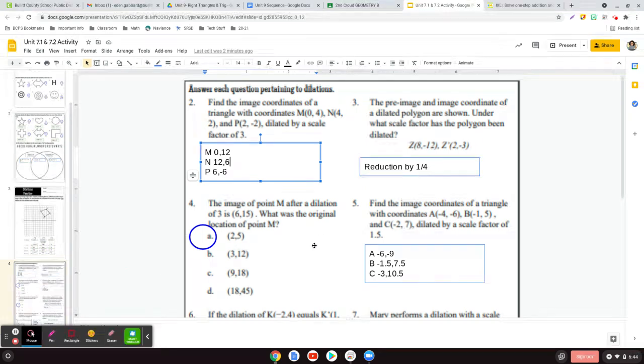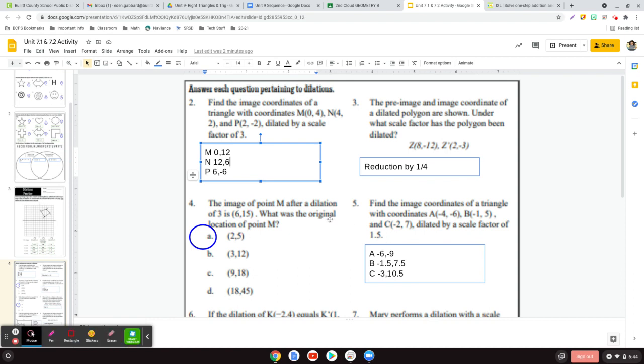The image of point M after a dilation of 3 is 6 comma 15. So what's the original location of the point? Well, if we had an original point, we know that if our scale factor is 3, we're going to multiply that number by 3 to get this new point here. So if we multiply to get here, what do we do to get back? We divide. So 6 divided by 3 is 2, and 15 divided by 3 is 5. So that's where we get our answer of 2 comma 5.